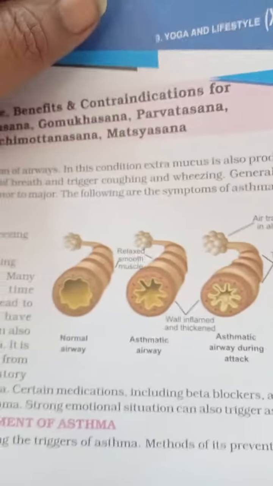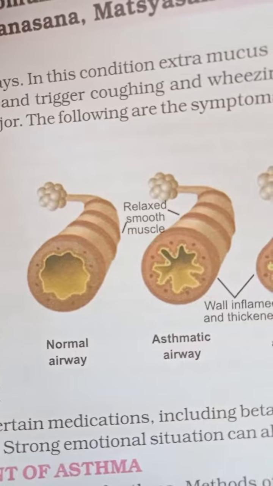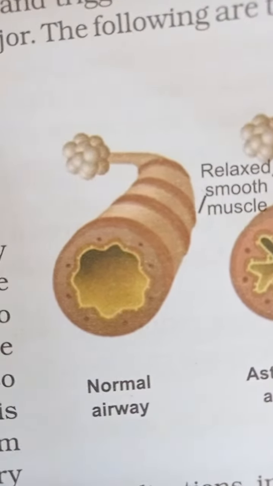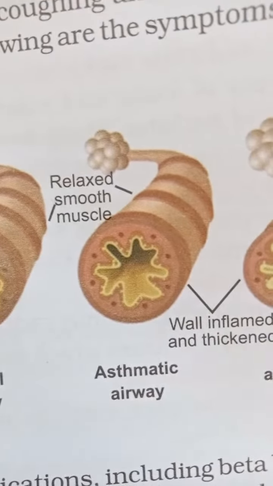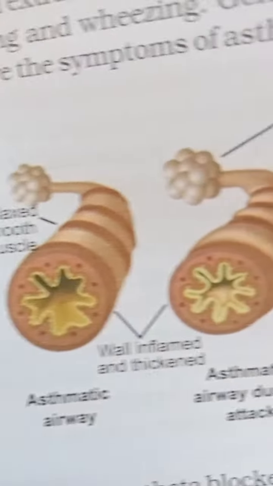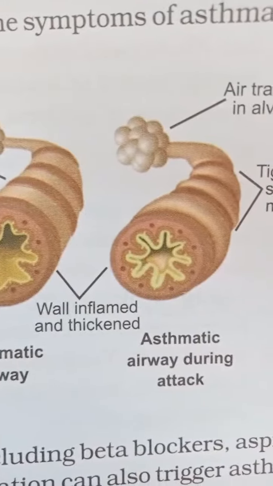So let's see the airways during asthma issues. Okay, so this is normal airway. This is a normal airway, relaxed, smooth muscles are here. Can you see this? The muscles are relaxed, and this is a normal airway. But here, when you come, asthmatic airway is this. And then here you can see asthmatic airway during attack. This is during the attack.